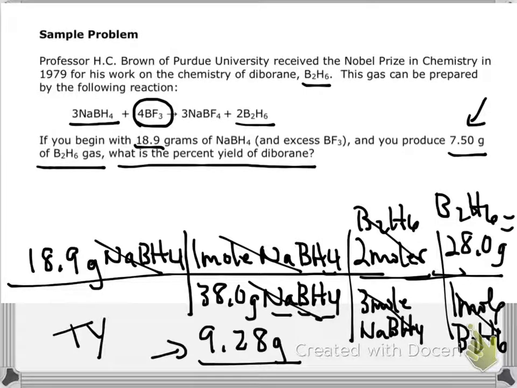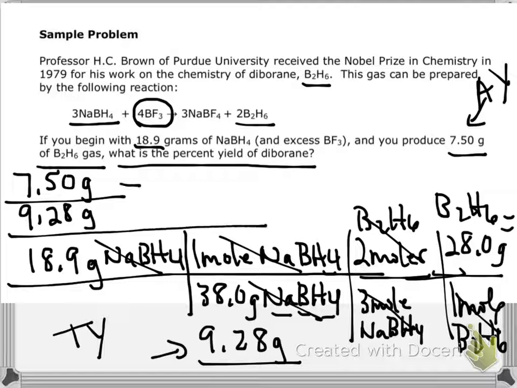Okay, my actual yield was given to me in the problem. So now I just have to do that last step of putting it into a percent yield calculation. So I'm going to take 7.50 grams, and I'm going to divide that by this theoretical perfect world value, 9.28 grams, times 100%. Okay, and that is going to give me my percent yield value.